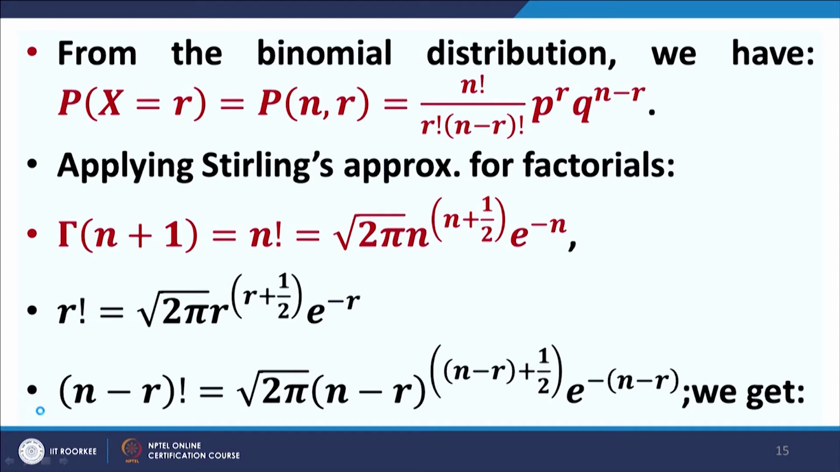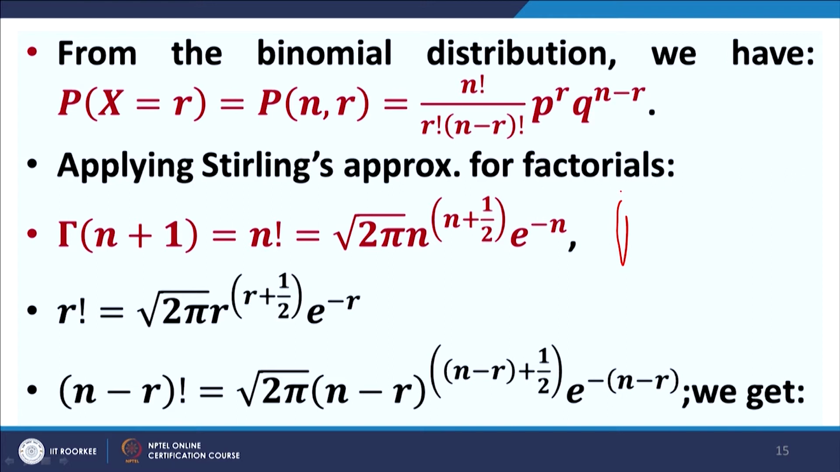The first expression is quite straightforward. This is nothing but the binomial distribution nCr p to the power r q to the power n minus r. This is nothing but P of X equal to r. Now we apply the Stirling approximation. The Stirling approximation is based on the concept of steepest descent, and it provides you an approximate expression for large factorials. The formula is given by gamma of n plus 1, which is n factorial, is equal to under root 2 pi times n to the power (n plus 1 by 2) times e to the power minus n. This is the Stirling approximation for n factorial.